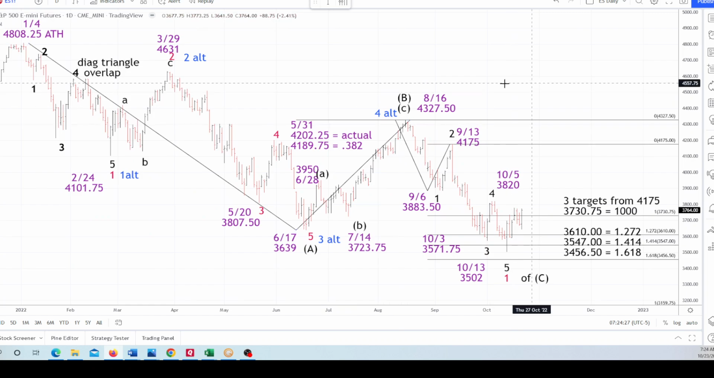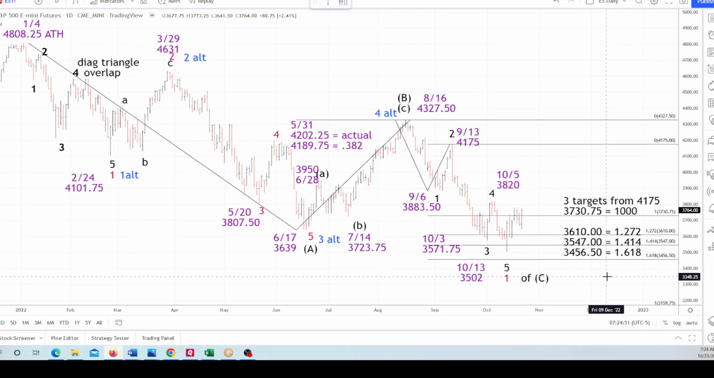Okay, this is a daily chart. You can see from the all-time high in January, we have 5 waves down. Those 5 waves are in red. 1 down, 2 up, 3 down, 4 up, 5 down, for the larger wave A in parentheses, intermediate degree. B wave up to the 816 high. And here, I've got them in black here. 1 down, 2 up, 3 down, 4 up, 5 down.